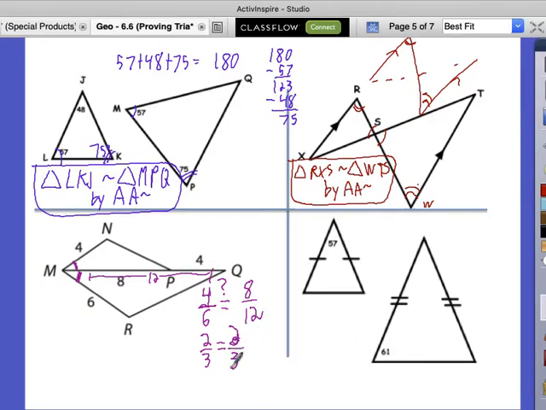So these are similar because we have two pairs of corresponding proportional sides. Not corresponding congruent sides, excuse me, corresponding proportional sides. It's supposed to be 2 over 3. So we're not saying that the two triangles are congruent. We're just saying that they're similar. They're obviously not congruent because this side is 6 and this side is 4.